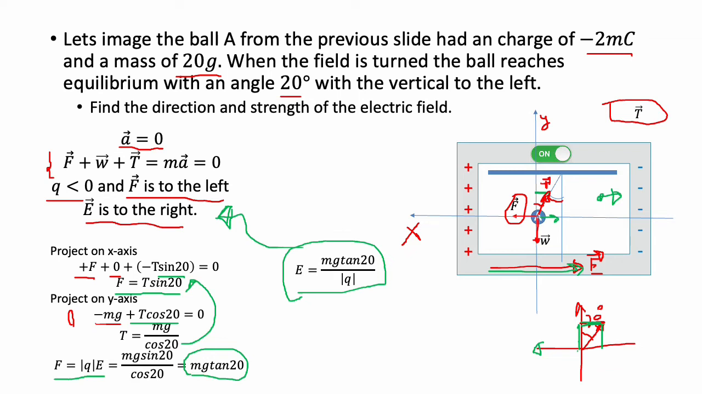Regarding the units, the mass I need to convert to kilograms. The mass I have in grams, 20 grams. So I need to change that to kilograms, so I multiply by 10 power minus 3. So that's 20 times 10 power minus 3 kilograms.